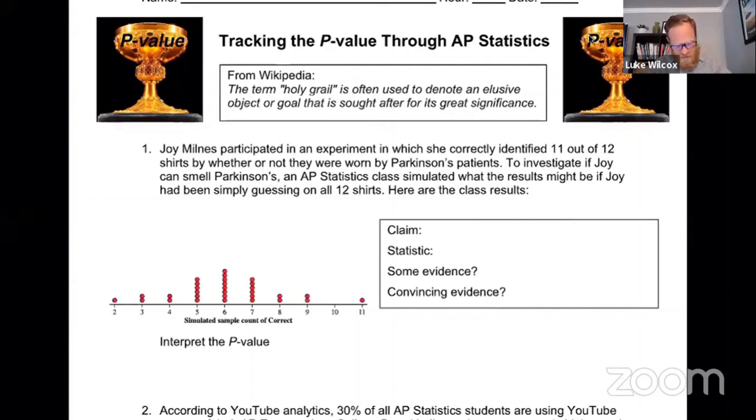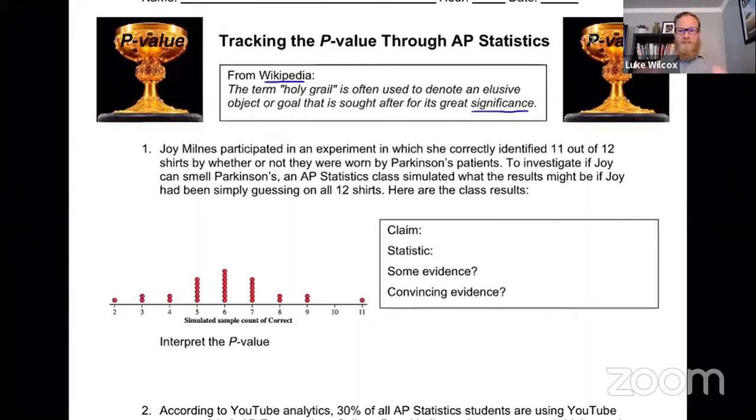So let's start with this awesome quote that I got from Wikipedia as I was preparing for today's lesson, which says, "The term Holy Grail is often used to denote an elusive object or goal that is sought after for its great significance." And listen, the p-value in AP Statistics is exactly that. It is the Holy Grail, right? It is the often elusive object, the thing that we are trying to understand, and ultimately what we're working towards for the end of the year is to be able to understand the p-value. I also very much appreciate that this quote just happened to have the word significance in it.